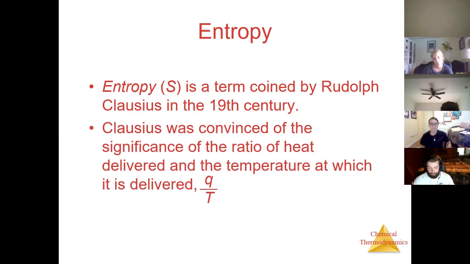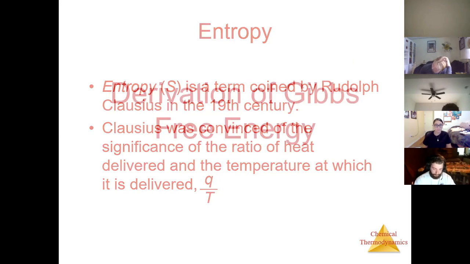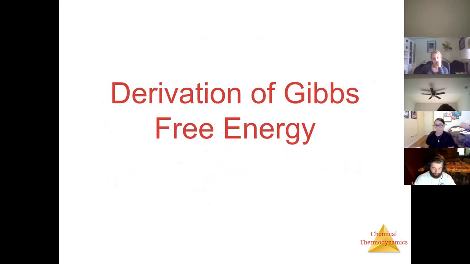Basically, entropy is a term coined by this clown in the 19th century. And what he was really interested in was the ratio of heat delivered versus temperature. It's kind of like it's harder to put heat into something that's already boiling than it is to put heat into something that's at room temperature. That's basically the problem he was interested in. And eventually we're going to develop Gibbs free energy from this.